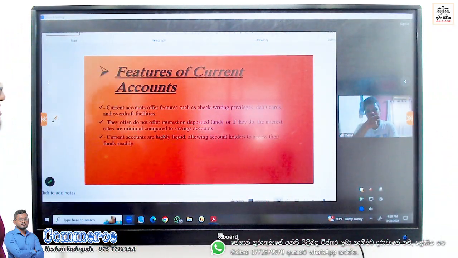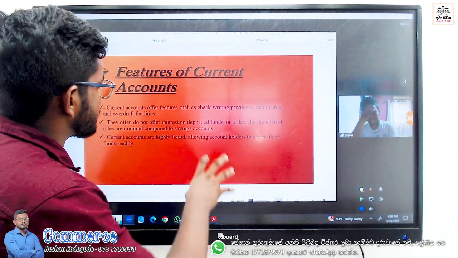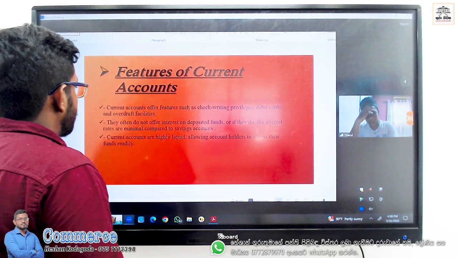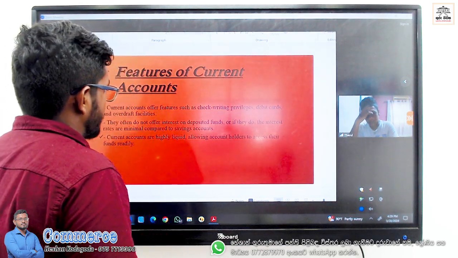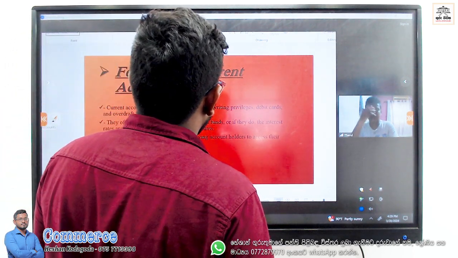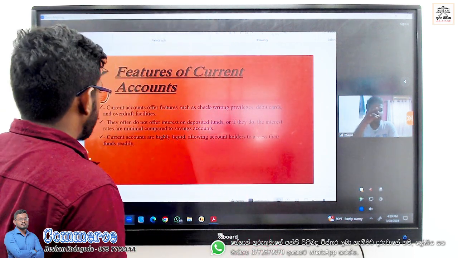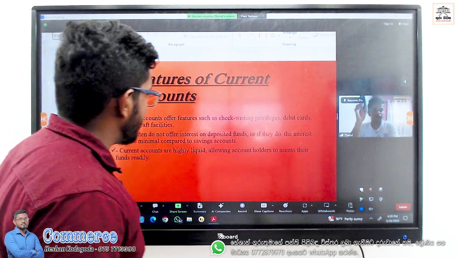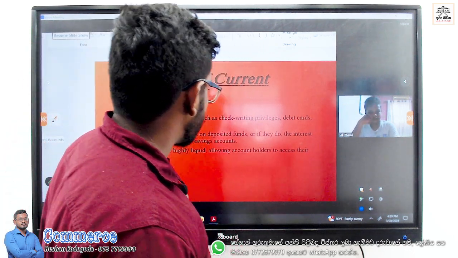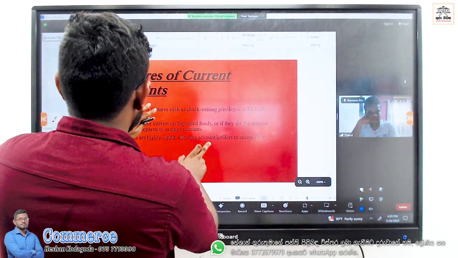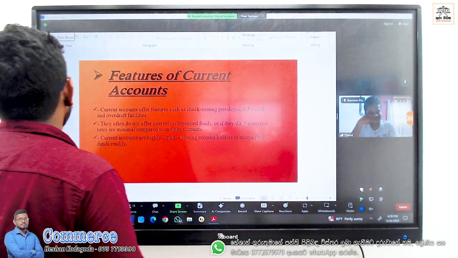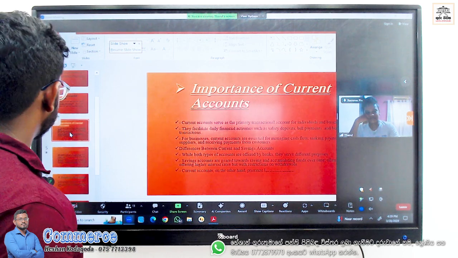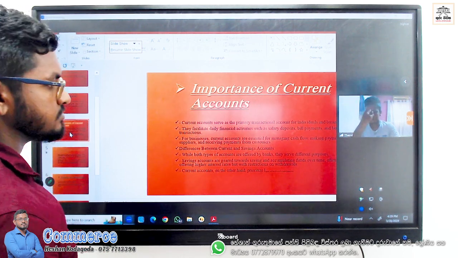What are the features? Current accounts offer features such as check-writing privileges, a debit card, and overdraft facilities. They often do not offer interest on deposited funds, or if they do, interest rates are minimal compared to savings accounts. Current accounts are highly liquid, allowing account holders to access their funds readily. Okay, let's move to the other one, please. So next slide.